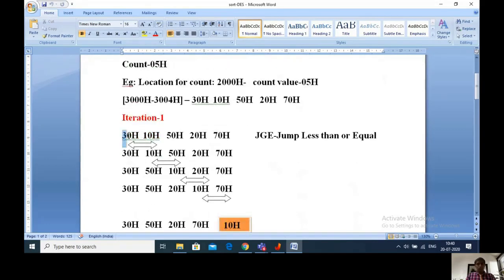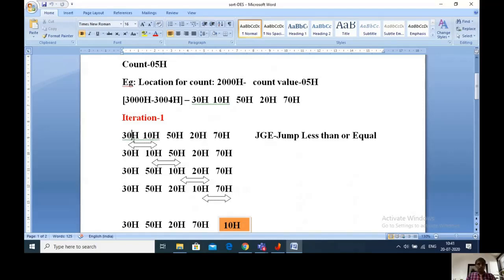Let us see the first iteration. I am taking the same numbers 30H, 10H, 50H, 20H and 70H initially. In which way am I comparing? First I am comparing the first byte with the second byte. What is my condition? Whenever my first number is greater than or equal to the second number, there is no need of exchanging, keep the bytes as they are. Whenever my first number is less than the second number, then exchange these two bytes. This is the way of arranging the numbers in descending order.